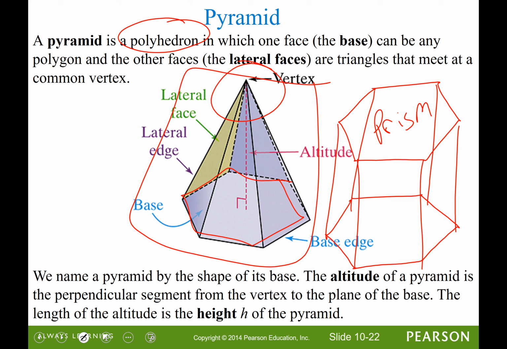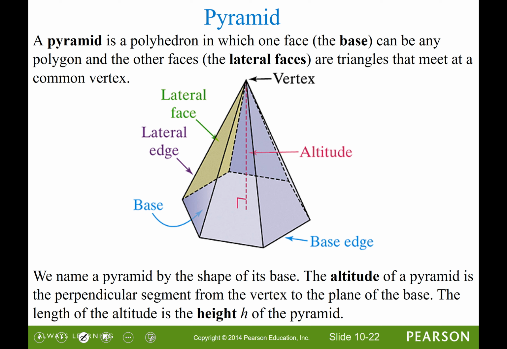Think of the Long Beach State Pyramid. It goes up to one point. It's got one base, triangle sides, and they meet at one common vertex. We name a pyramid by the shape of its base. So this is a hexagon, so it'd be a hexagonal pyramid. You could also have the octagonal pyramid, triangular, rectangular pyramid.